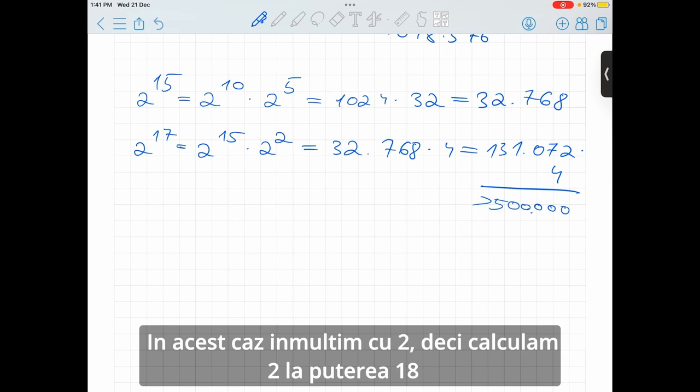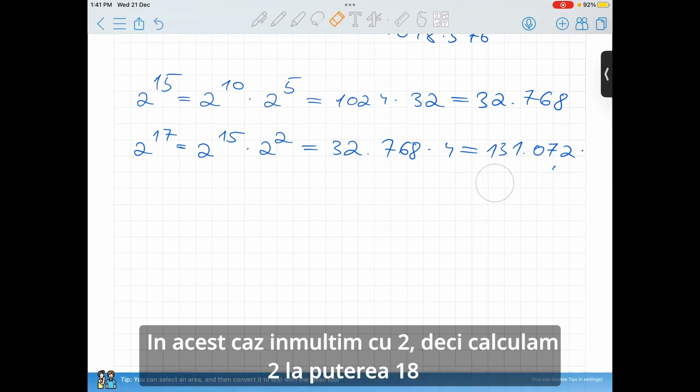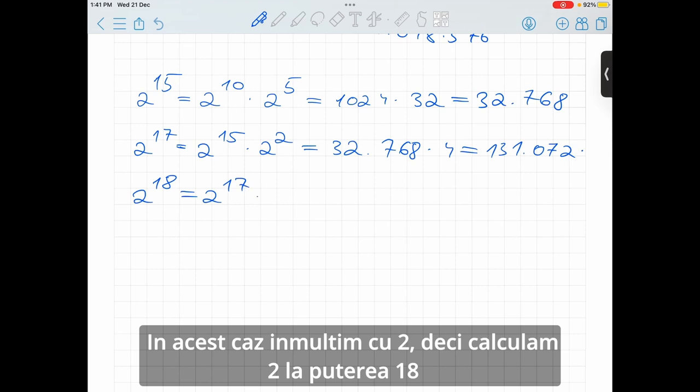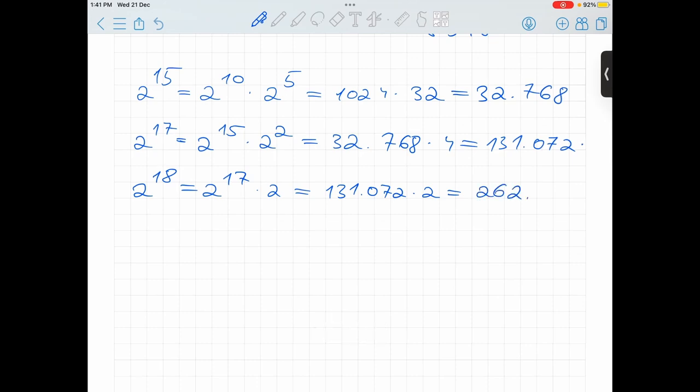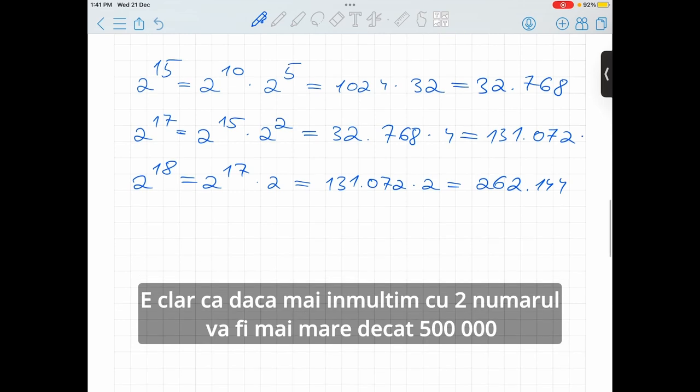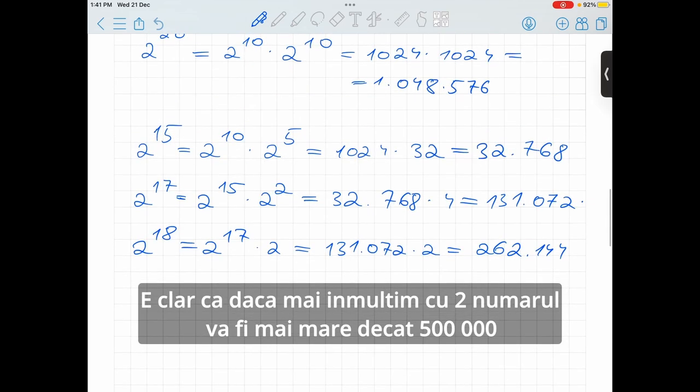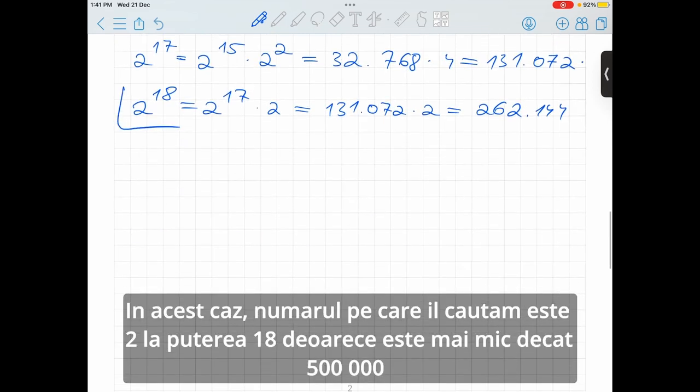So in this case we will not multiply it by 4, we will multiply it by 2. So we will compute 2 at the power of 18. It is clear that if we have to multiply it again by 2, it will be more than 500,000. So in this case, the number we were searching for is 2 at the power of 18, because this computation is smaller than 500,000.